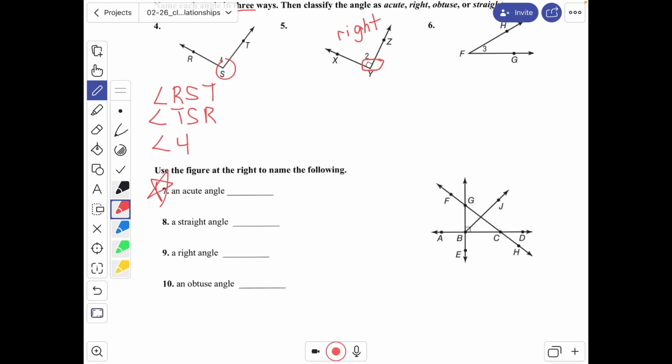Numbers 7, 8, 9, and 10, you're looking at the diagram on the right, and you're going to pick an acute angle. So let's look at our picture and see if we can find an acute angle. I'm going to use this one right here. It makes a little angle, that's acute. So angle JBC. And there's lots of options for all of them. I'm just giving you that one because that's going to be a quiz question.